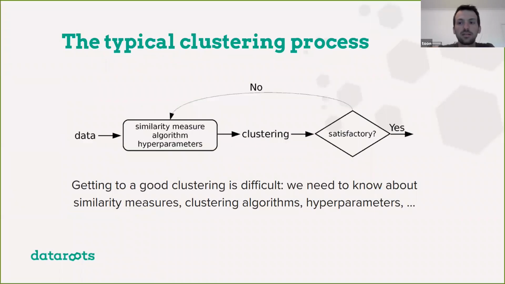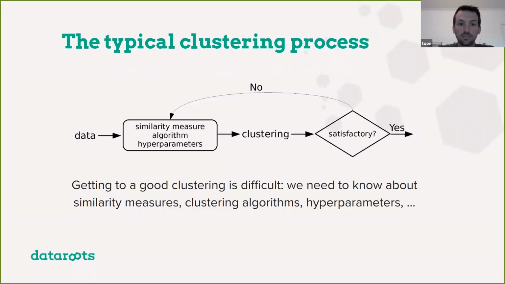I would say that the typical clustering workflow looks more or less as follows. So you have data that you want to cluster. You have to choose a similarity measure, a clustering algorithm, and also set hyperparameters for that algorithm. And once you have done all that, you can look at the clustering and decide whether you find it satisfactory or not. Typically, you will not be satisfied with what you get on your first try. So you have to go back to the components in this clustering pipeline to try to make some different choices to get a better clustering.